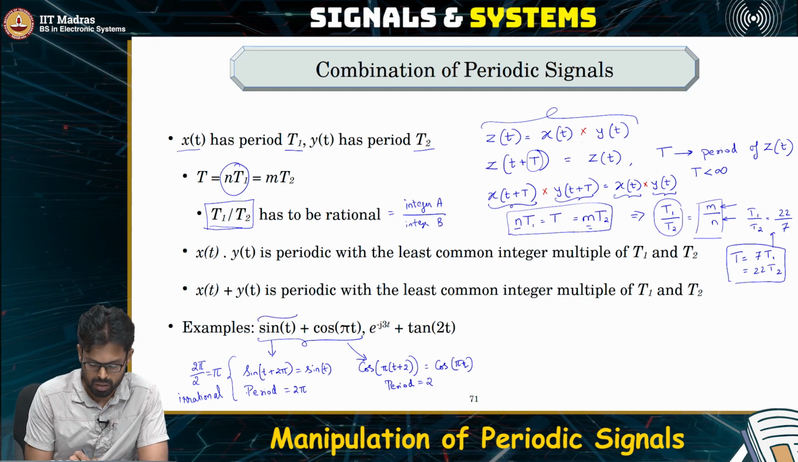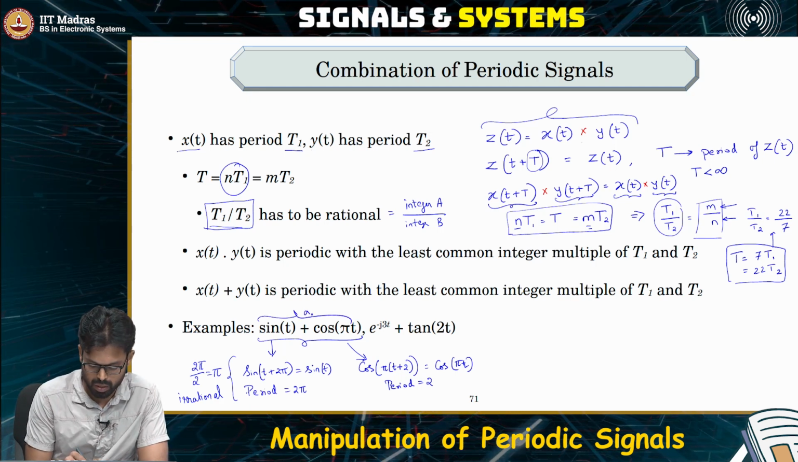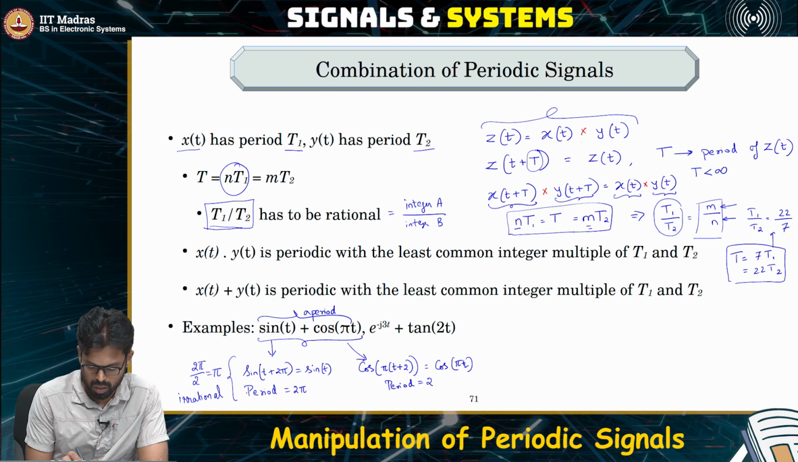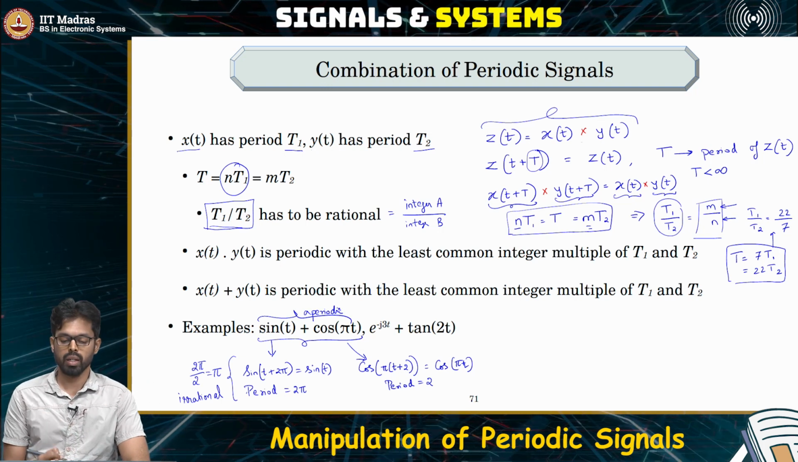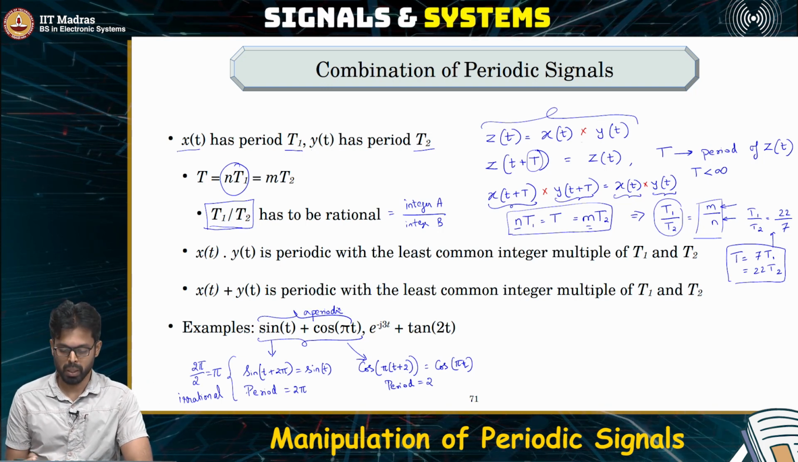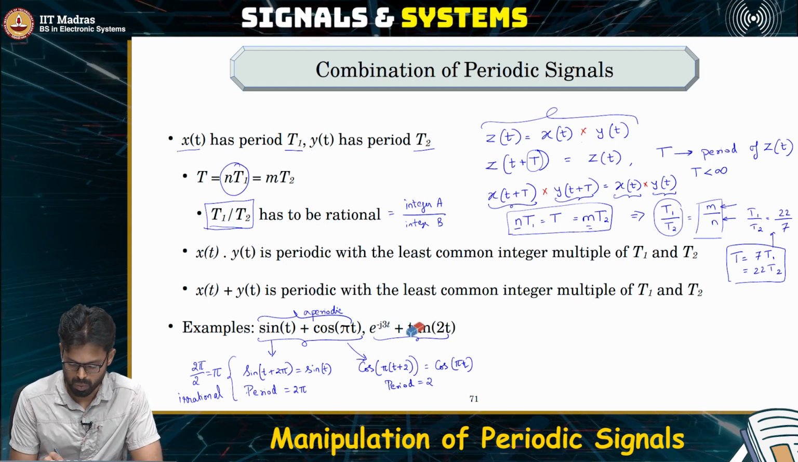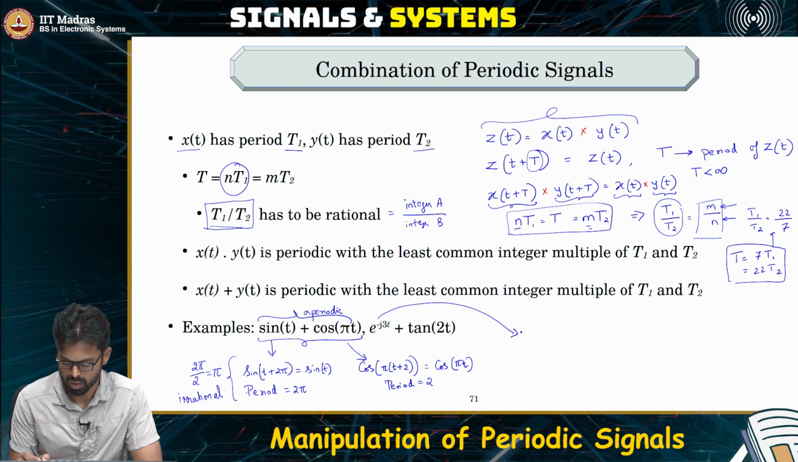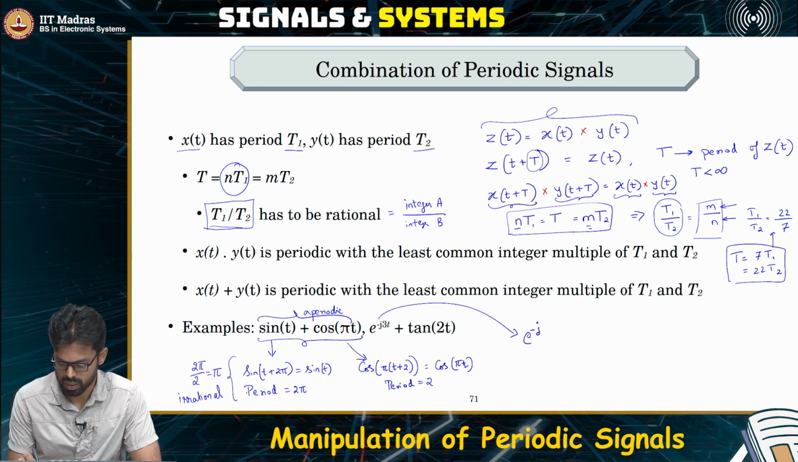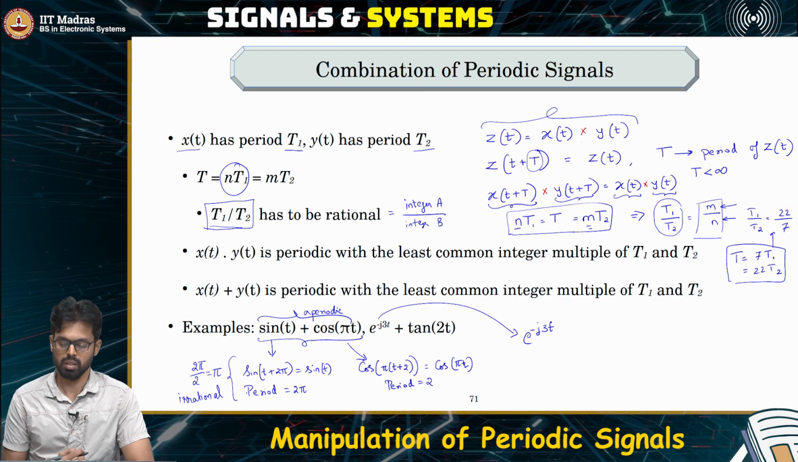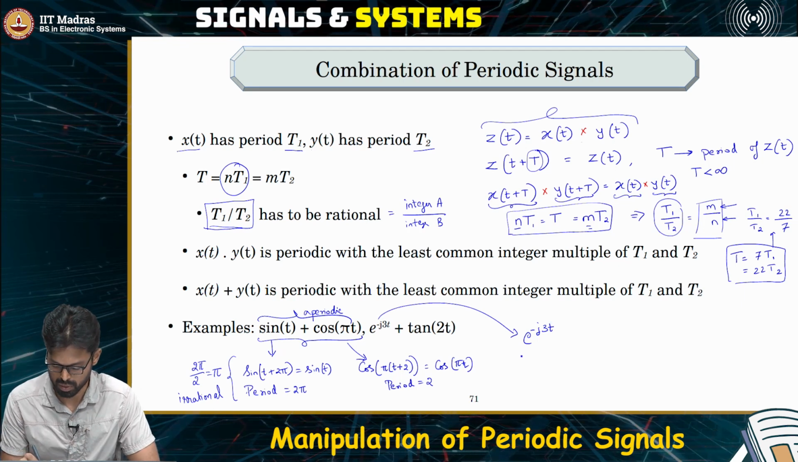Hence, this is aperiodic. Even though individually they are periodic, when you add them together, they become aperiodic. Well, let's see this example. Now, what about e power minus j3t? Is this periodic? Let's see what happens.